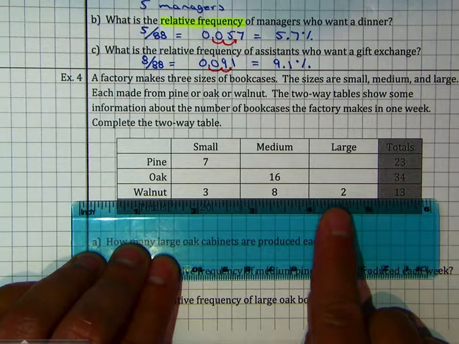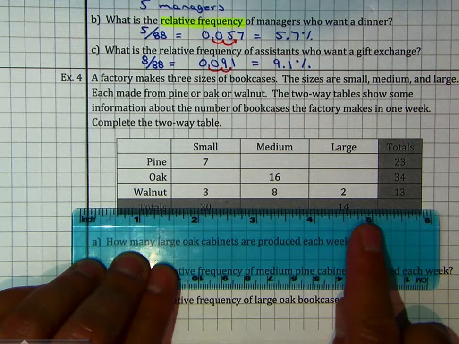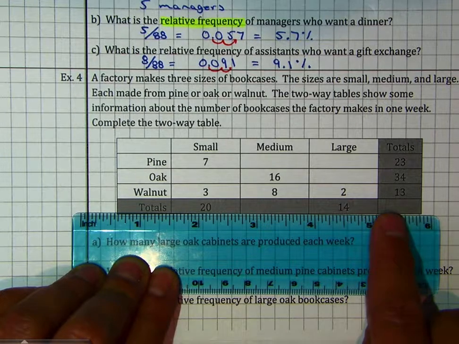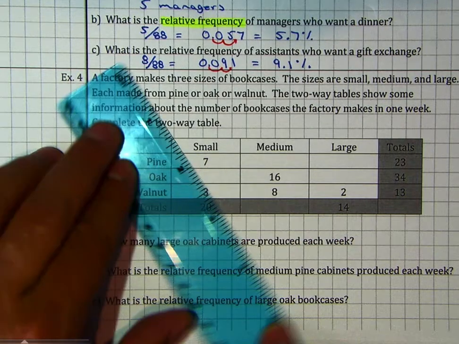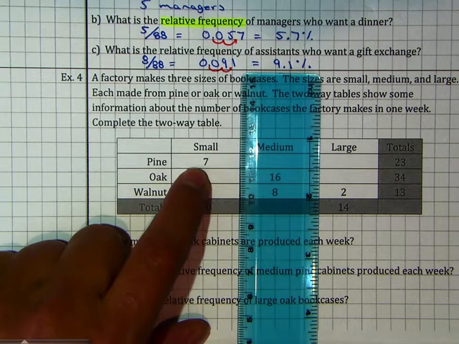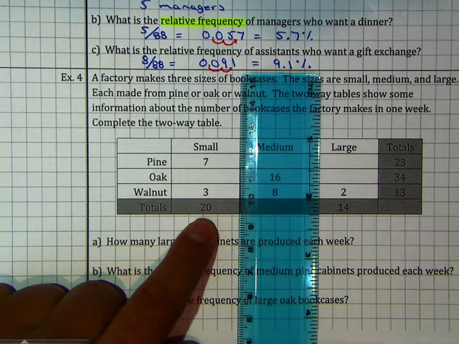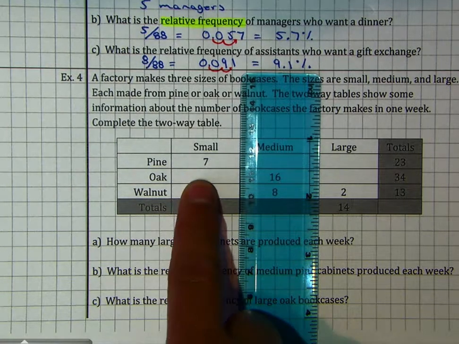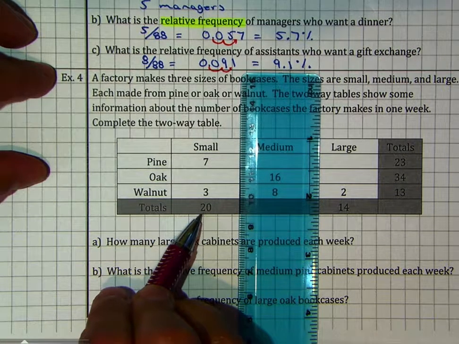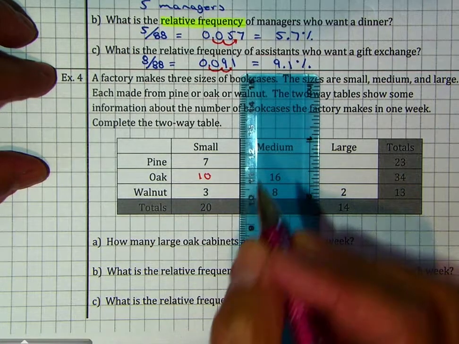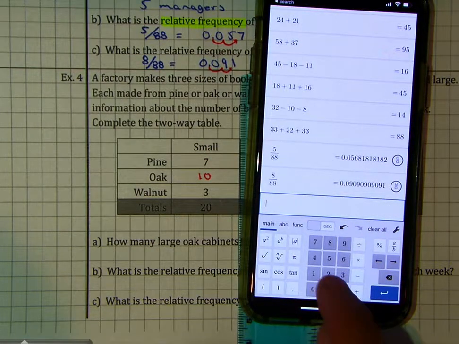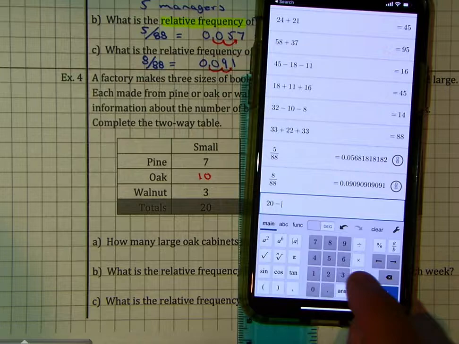Walnut has all four, which is great, but there's nothing missing here. On the totals for the row, we have two missing, so we cannot find that information yet. Now, under small, we have 7, we have 3, and a total of 20. So we can find this piece of information: 7 plus 3 is 10, plus one number gives you 20, so it'll be 10. Or if you want, you can just use your calculator: 20 minus 7 minus 3.